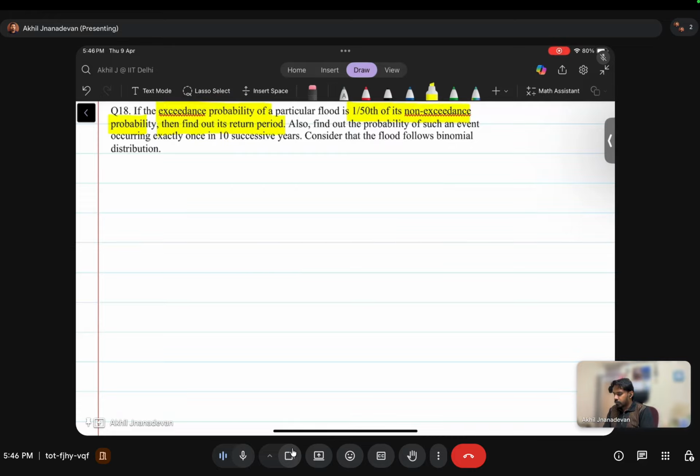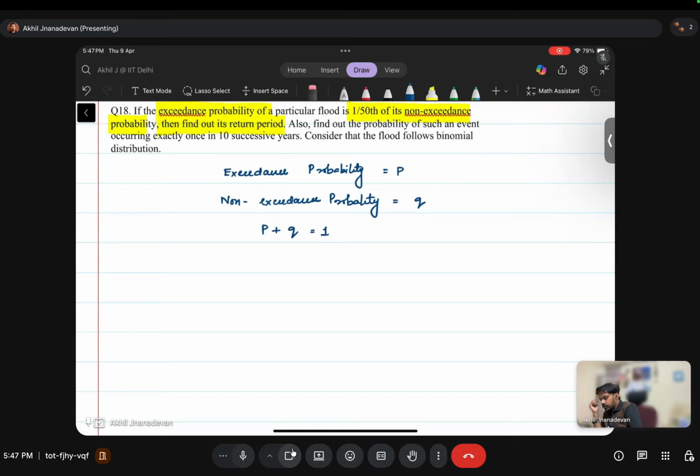So this relation is given. We need to find the return period. So it is direct and straightforward. If we take the exceedance probability as P, and the non-exceedance probability as Q, then P plus Q, that we know is 1, right?